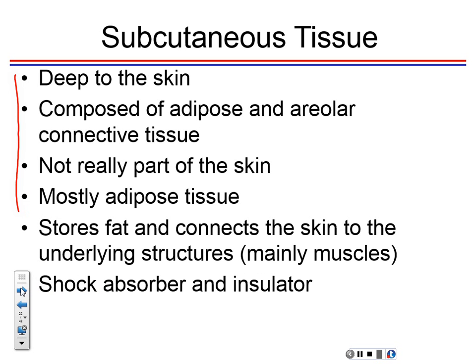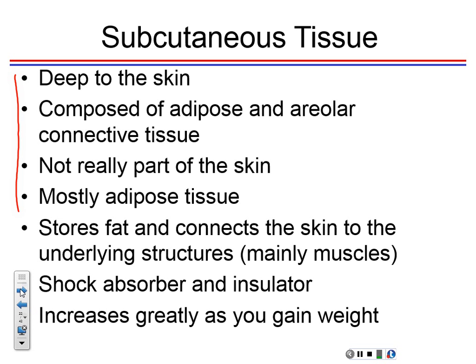It's a shock absorber and an insulator, all right? Because it's fat, and most organs also have surrounding fat, like the heart, the kidneys, and so forth, adipose tissue to cushion and protect. And yes, if you gain weight, it increases greatly, so that's what happens.